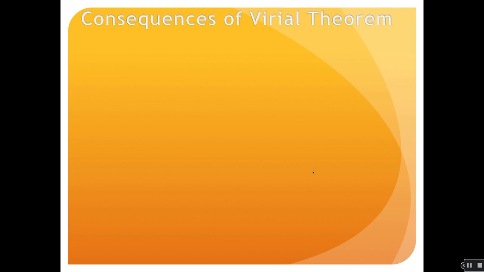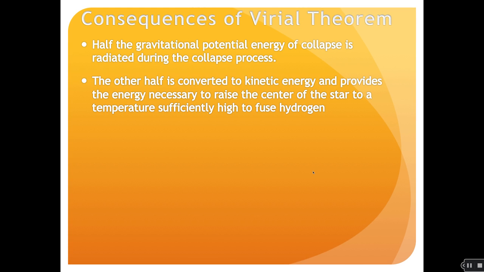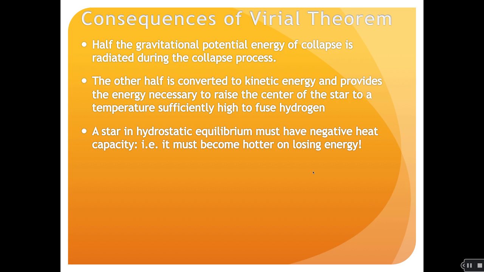There are a couple of consequences of the Virial Theorem that we should talk about. First of all, what it basically says is that half the gravitational energy of collapse has to be radiated during the collapse process. So you've got a certain amount of energy in the cloud, and as it's collapsing, that energy has to be released. Half of that energy has to be released. The other half is converted into the kinetic energy, and that's what gives us the energy to start fusion eventually. This means that once it reaches hydrostatic equilibrium, once you've got your star, it has to have negative heat capacity. That is to say that it gets hotter by losing energy.